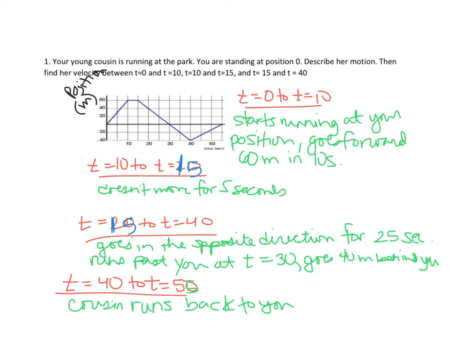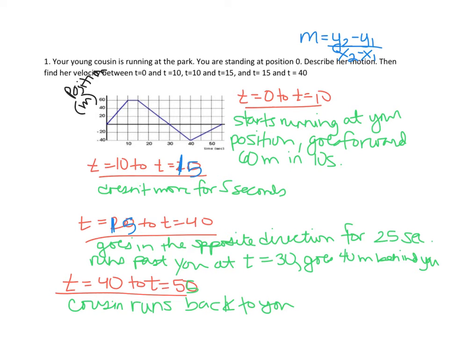So the next thing that we're going to be doing is finding the slope, or finding the velocity, at those intervals. So we do that by finding the slope of the line. To find the velocity between t equals 0 and t equals 10, we're going to use the slope of the line. So recall from math class that our slope is our change in y, or y2 minus y1, over our change in x, or x2 minus x1.